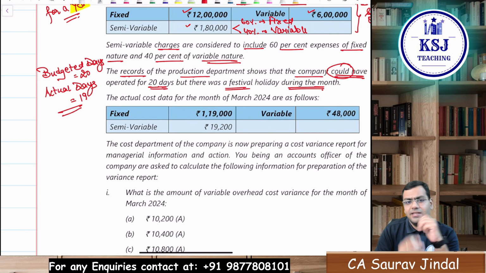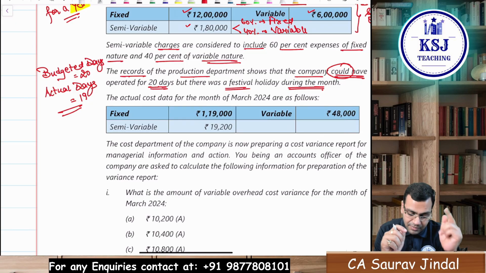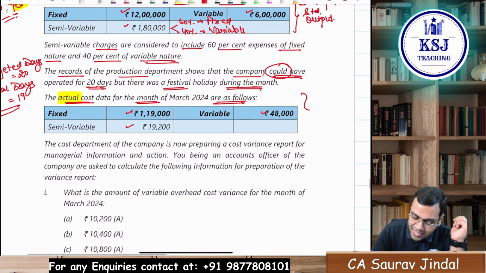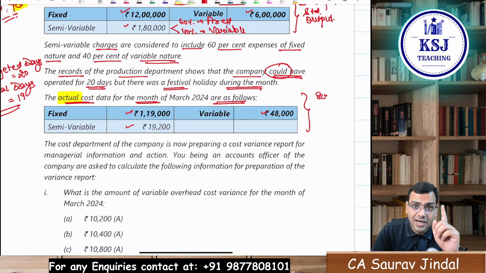So why do we need the days? In which of the variances do we need these days? Fixed overhead variances, where we use the calendar variance and all to calculate the possible hours, we use the budgeted days and the actual days. Remember that. Now, the actual cost data for the month of March are as follows: fixed overhead, semi-variable and variable. This actual is for 1 month, that means for 8,000 units, the actuals are given.